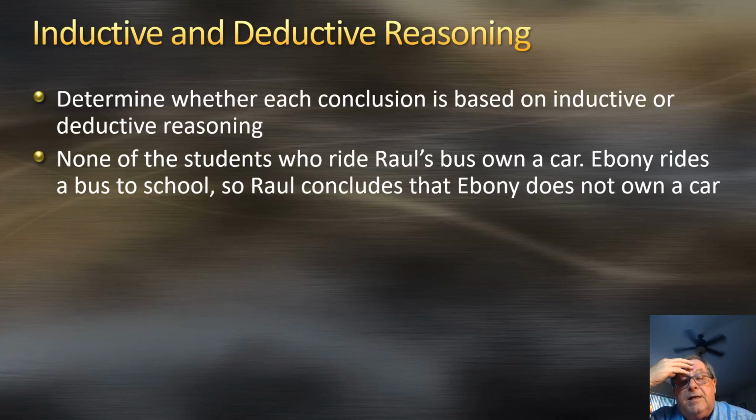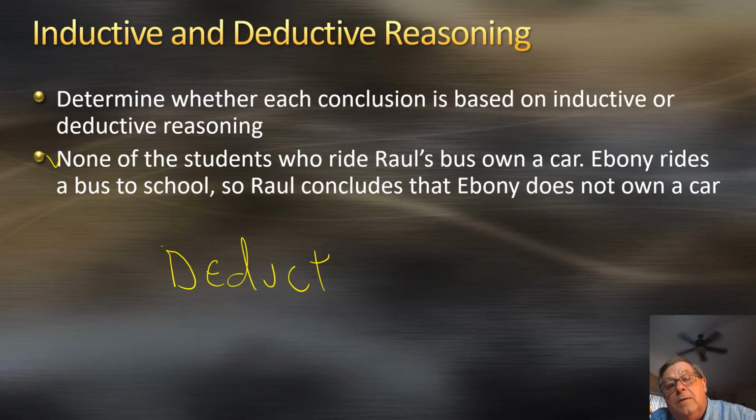Well, I guess we've got a fact here that none of the students who ride Raul's bus owns a car. Although I think it's kind of interesting in this problem that it doesn't say that Ebony rides Raul's bus. It just says she rides a bus to school. We're going to roll with it. So if none of the students own a car, if that's a fact, they ride the bus, and Ebony rides the bus, and Raul is concluding she does not own a car based upon that fact, we would have to say that this is deductive reasoning.